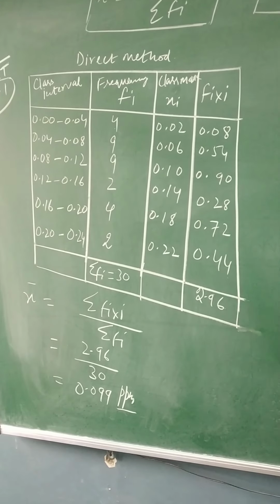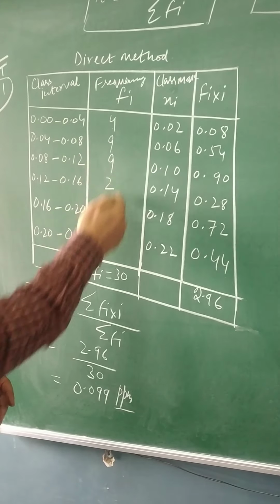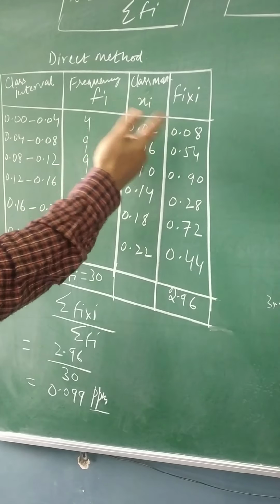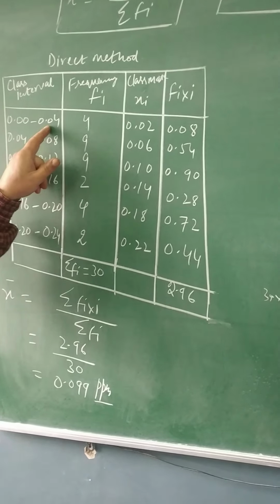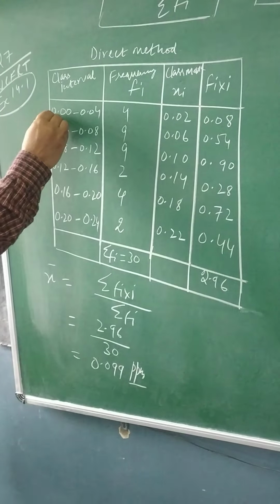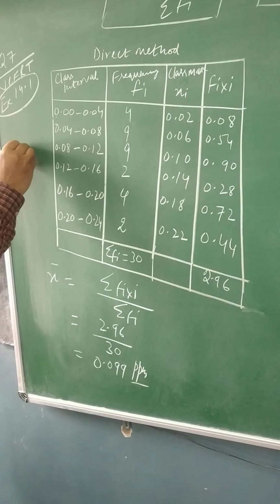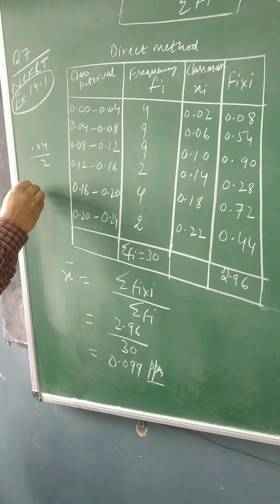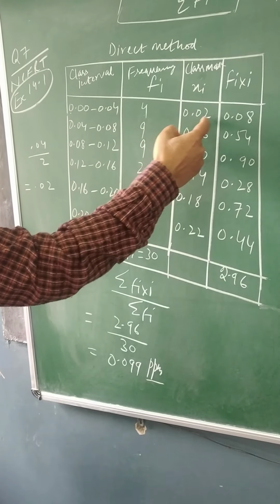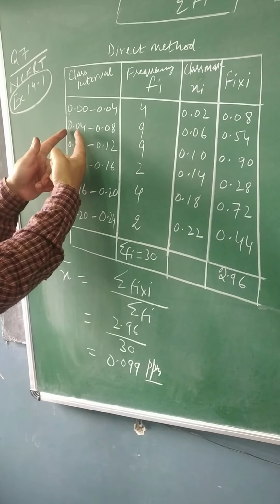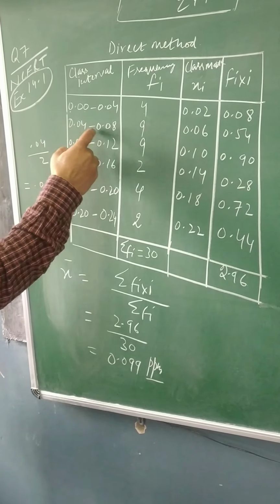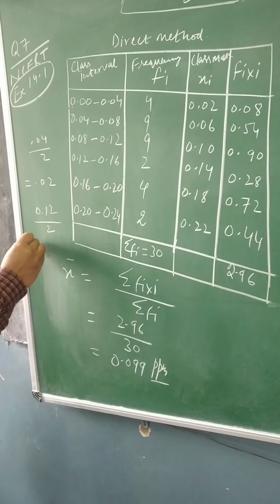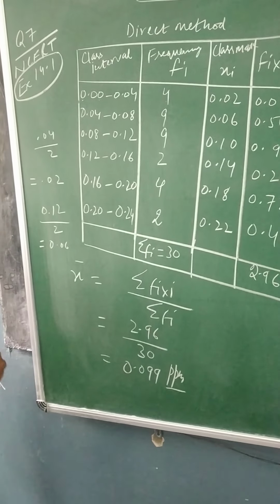So the class intervals you need to write. Then the second column is the frequency. In the third column you have to find the class mark, and the formula for that you know: lower limit plus upper limit divided by 2. So lower limit plus upper limit means 0.00 plus 0.04 will give you 0.04, divided by 2. So the first will be equal to 0.02. In that way, for the next, 0.04 plus 0.08 gives 0.12, divided by 2, so you will get 0.06.